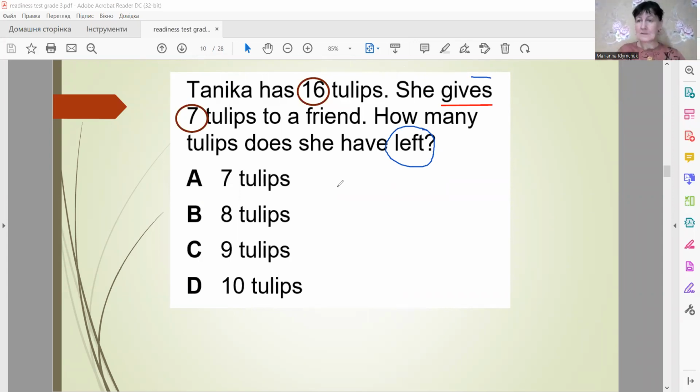Okay, and here we need to write the equation. What we see? We see number 16, then we see minus, then we see 7. And this is how we do. 16 in our head, 7 on our hand. 16, 15, 14, 13, 12, 11, 10, 9. When we do minus, we count back. So that's why you need to check yourself. Can you count back well? Okay? And the answer is 9 tulips here. This was easy, I guess.